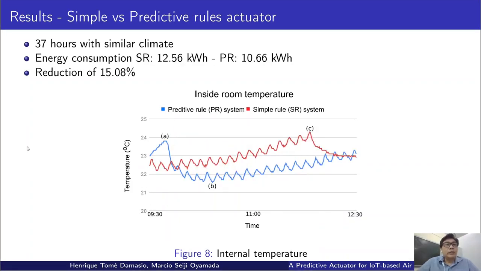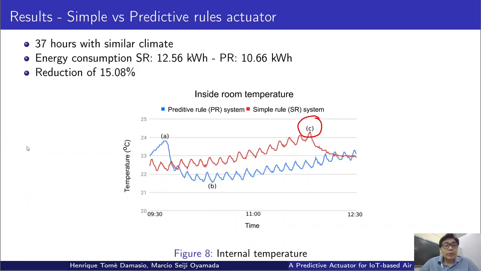When we compare the simple rule actuator versus the predictive rules actuator, we found 37 hours with similar external temperature. The energy reduction obtained using the predictive rules actuator was 15%. This figure shows the behavior of the two actuators. The red line represents the simple rules actuator. As one can see, the temperature of the room is rising during the day, and at point C, the actuators turn on the air conditioner unit.